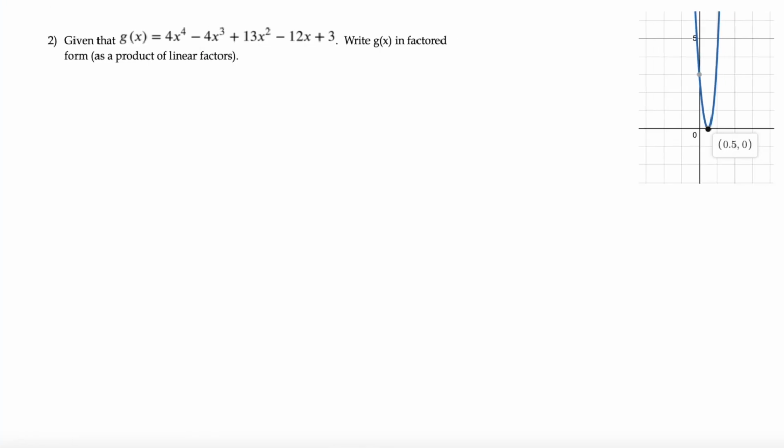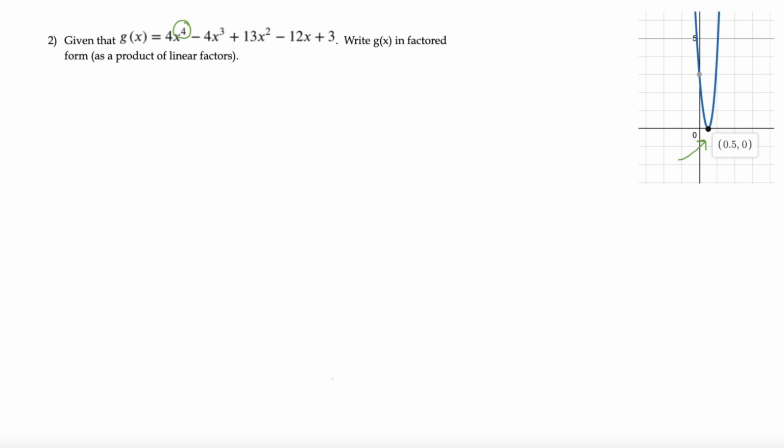Let's try slide 5. We have g of x is equal to 4x to the fourth minus 4x cubed plus 13x squared minus 12x plus 3. We need to have 4 solutions. And I know that one of my solutions is 1/2 because I graphed it and it told me so. Because it comes down and dips, I know that the multiplicity of this particular solution is going to be even. So perhaps 1/2 gets to be counted as a solution twice.